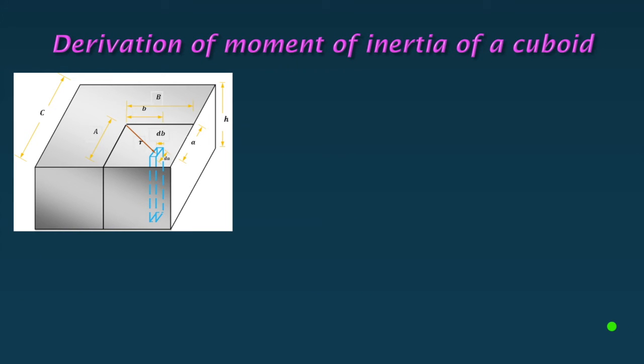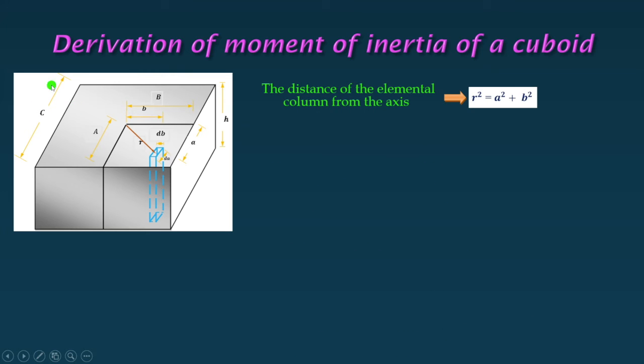And lastly, we are going to derive the mass moment of inertia of a cuboid. Now, let's consider the dimensions of the cuboid: the height is h, and the other sides are c and, in this direction, d. Now, consider an elementary section here. And firstly, you would divide the entire cuboid into 4 equal parts like this.